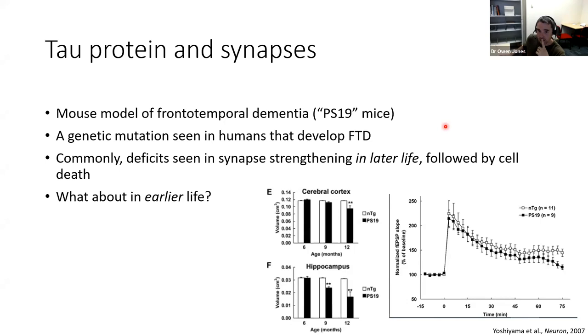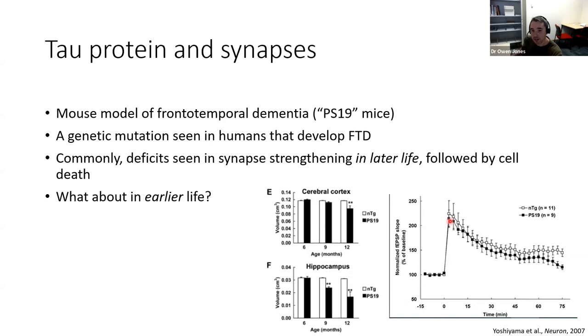So this is what's being shown in this diagram here. We have two groups of mice. The white icons here are your non-transgenic, non-modified controls. And then in black here, we have the results from our PS19 mice that harbor this mutation. You can think of them as these frontotemporal dementia model mice.